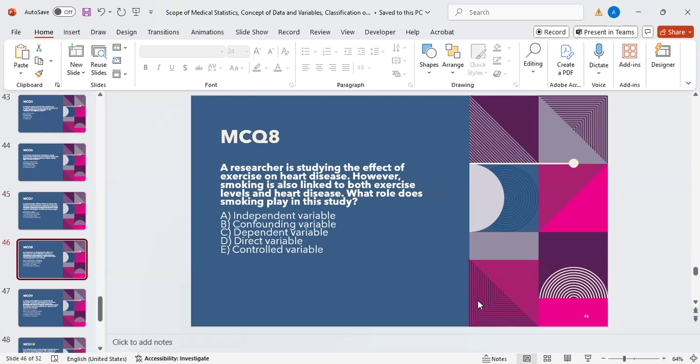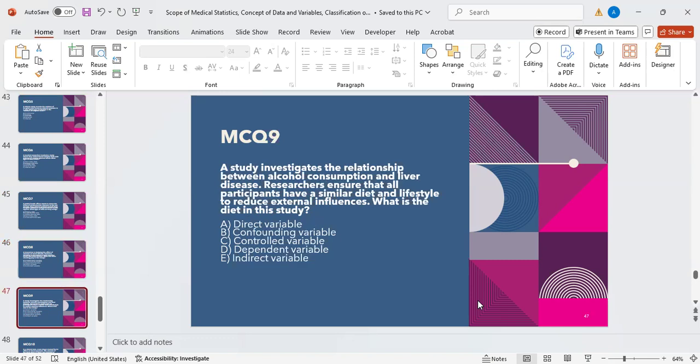MCQ number 8: a researcher is studying the effect of exercise on heart disease. However, smoking is also linked to both exercise level and heart disease. What role does smoking play in this study? Option A, independent variable. Option B, confounding variable. Option C, dependent variable. Option D, direct variable. Option E, controlled variable. Confounding variable. Yes, confounding variable.